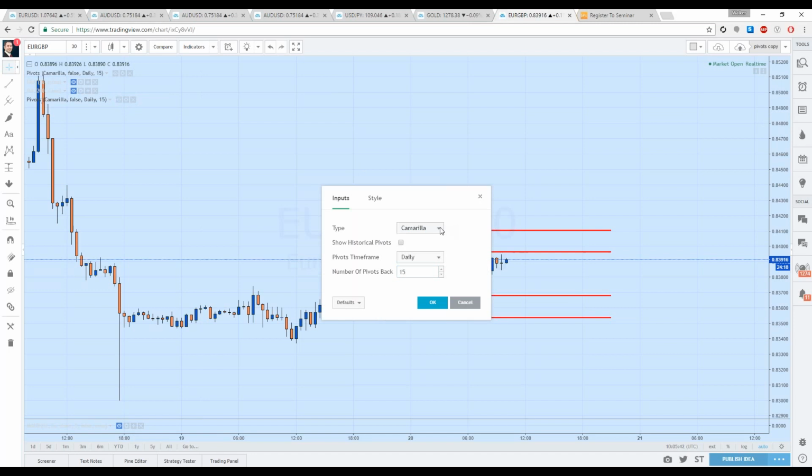One thing to be aware of, there are many different pivots available, so please select Camarilla from the drop-down menu. While these other pivots are also showing values of support and resistance, Camarilla pivots are specifically designed for day trading.